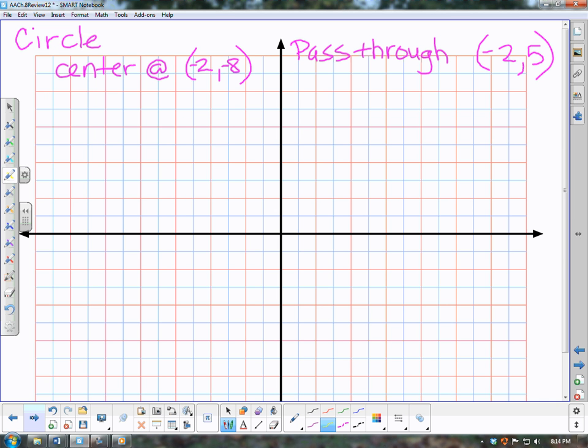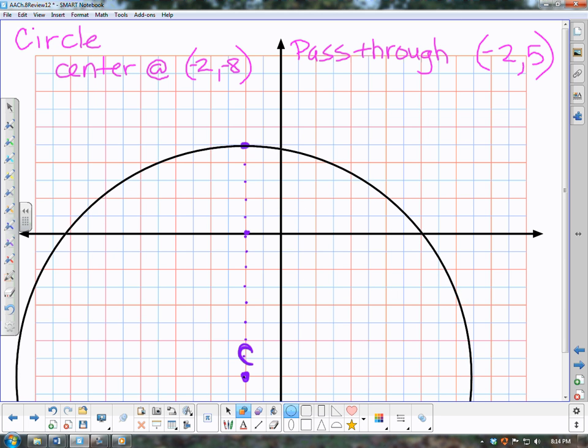Next problem we have here is a circle with a center -2, -8. 1, 2, and 1, 2, 3, 4, 5, 6, 7. There's our center. And it passes through a -2, 1, 2, 3, 4, 5. So that is one massive circle. Center is there, and it's going to look like that. Can't even draw it here.